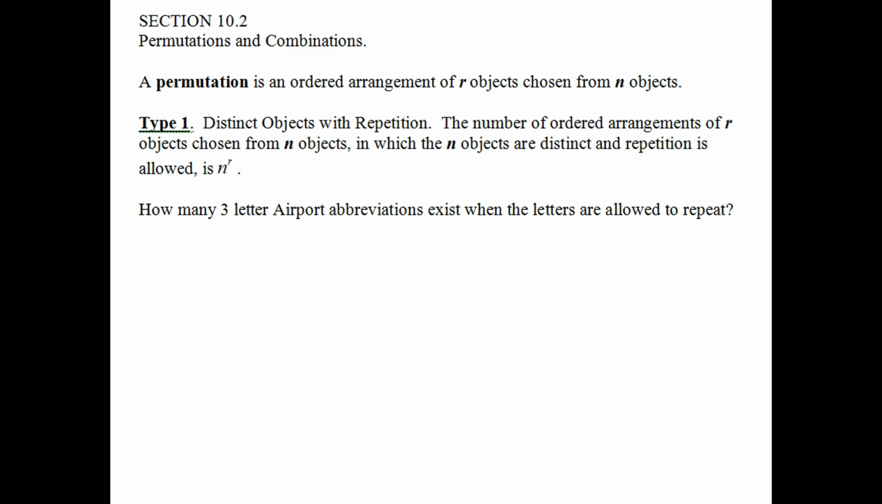Welcome to section 10.2. Now we're going to look at a more specific counting principle for multiplication. These are called permutations and combinations. We're going to start off with permutations. A permutation is an ordered arrangement of R objects chosen from N objects.